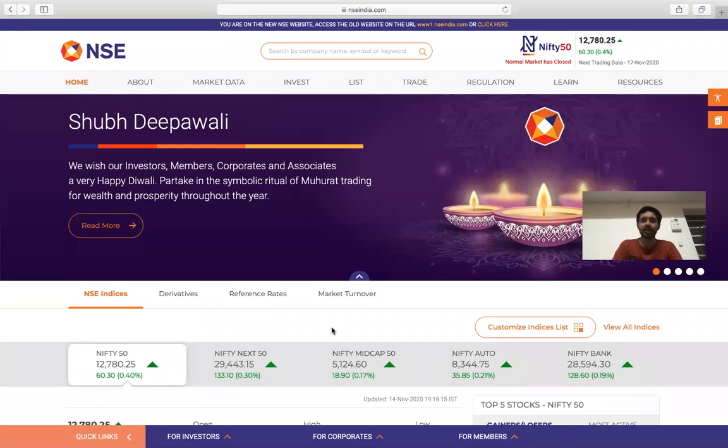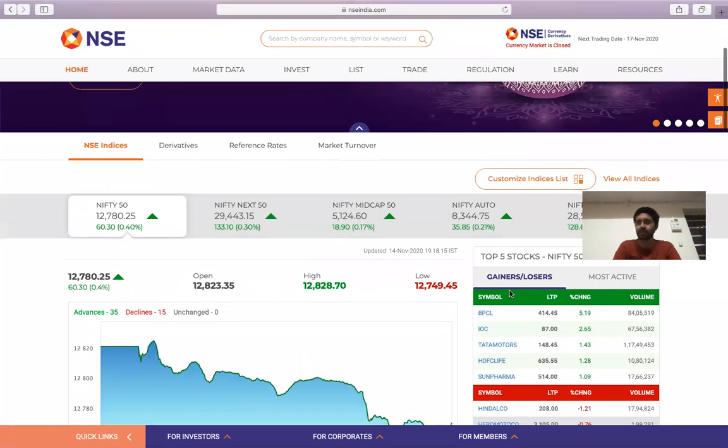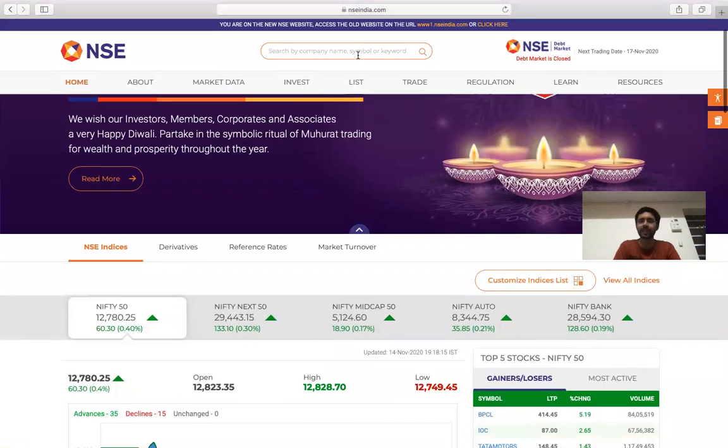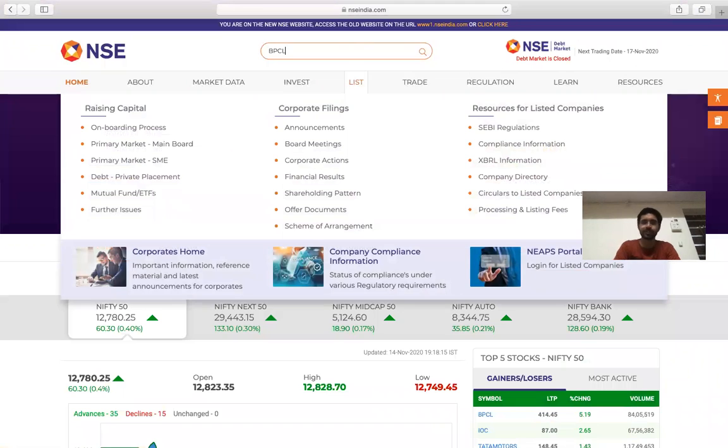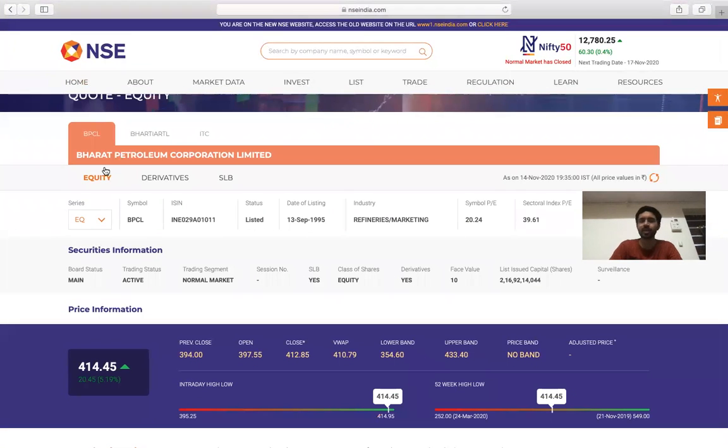I am intentionally taking BPCL, which was the top gainer for the day, because that will help me make the picture a little better for you. Otherwise, you can do this against any stock, right? So I have taken BPCL. I'm searching for the stock BPCL. I'm now in BPCL. If you see over here, there are segments called equity, derivatives, and stock lending and borrowing. I am only going to deal with equity and derivatives. I'm not going to deal with anything else, right?